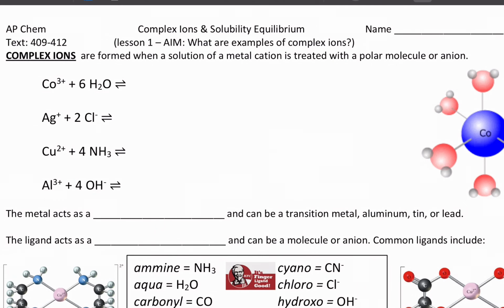Hey there, chemists. In this lesson, we're going to look at an introduction to what are called complex ions and coordination compounds. We're just going to look at how they form, what their equilibrium constants look like, and a little bit about the types of geometries that we see, which will remind us of some of the geometries we saw in the first semester of this class.